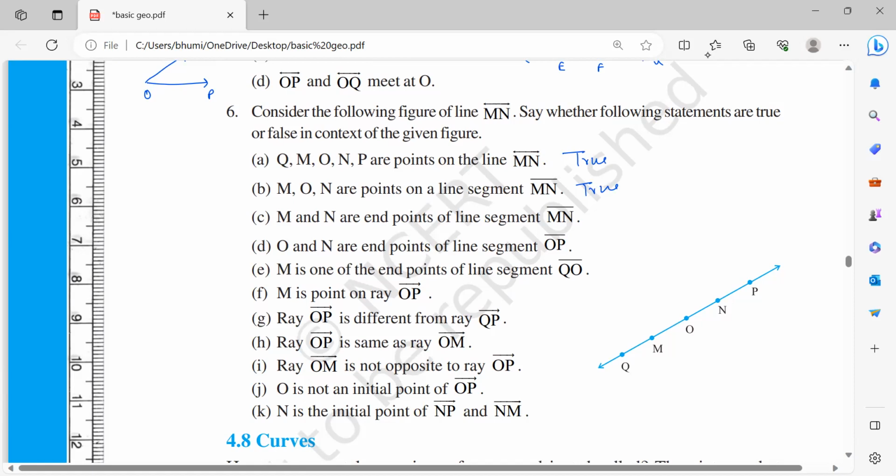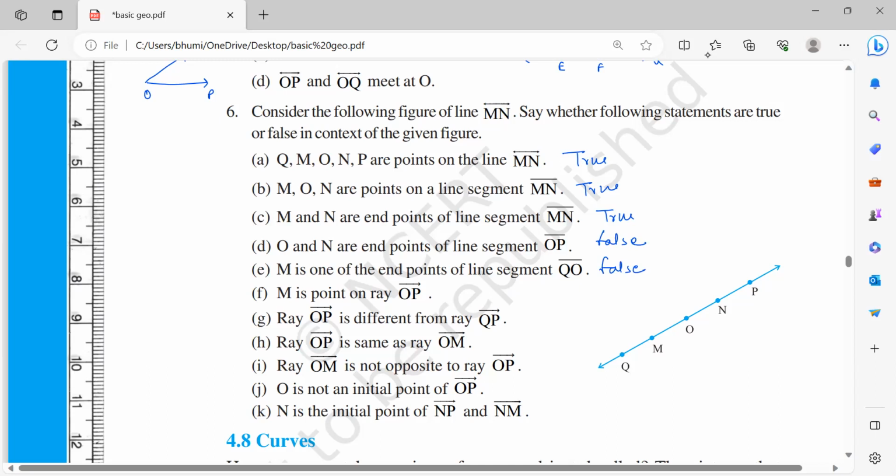It is the line segment now. So it is saying M and N are endpoints of line segment MN, true. O and N are not endpoints. O and P will be the endpoints of line segment OP. So it is false. Then M is one of the endpoints of line QO. No, it is also false because it cannot be true. One of the endpoints will be Q or O.